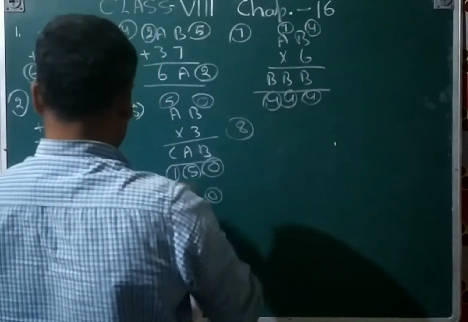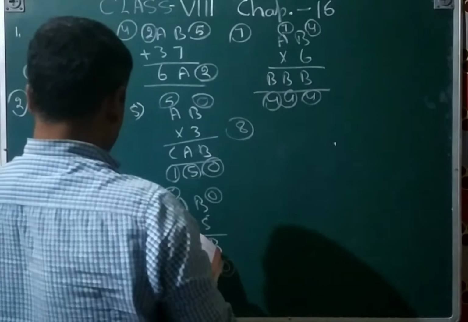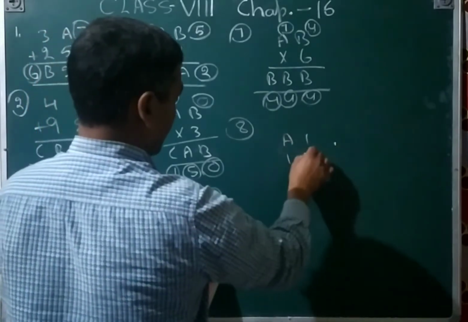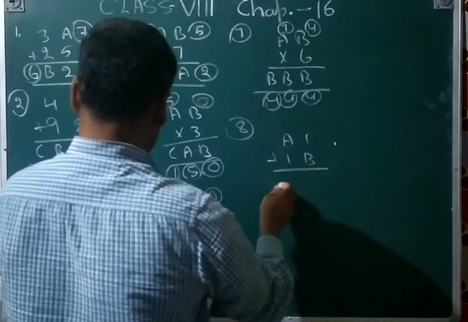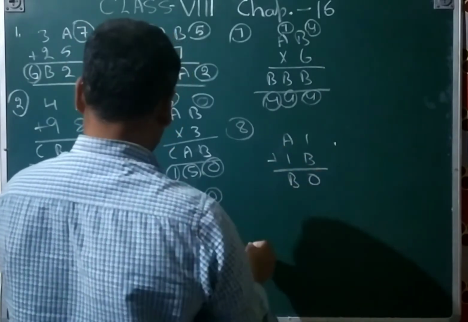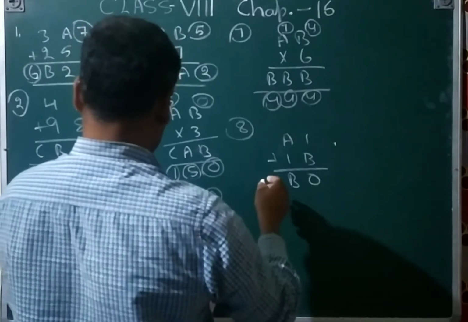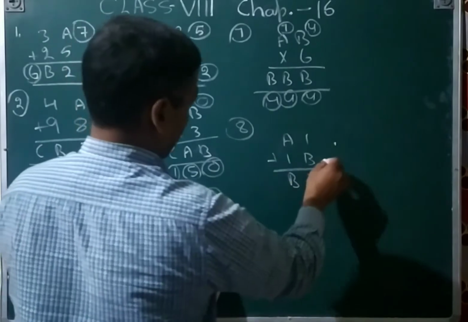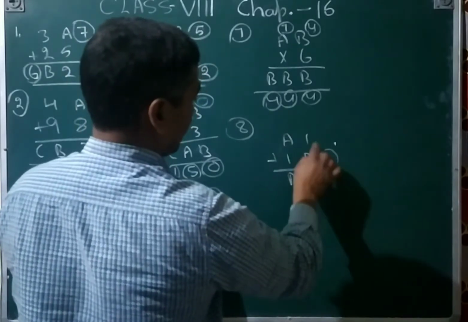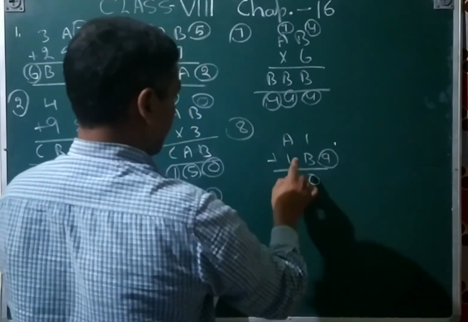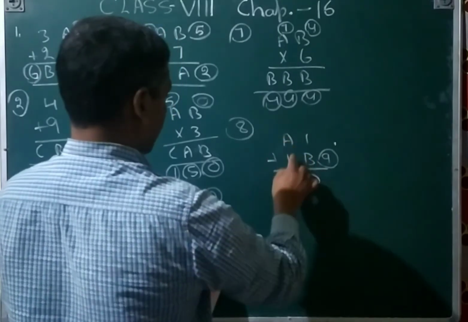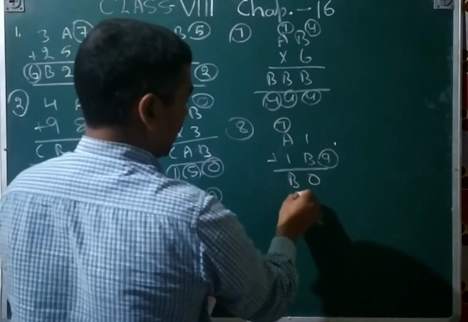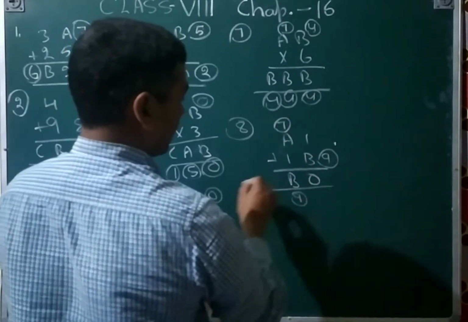Eighth question: A11B plus B0, so that here will become B9. Obviously 9 will become, so 9 plus 1 is 10, 0, then carry 1, so 7 plus 1 is 8, plus 1 is 9. So that will be 9.